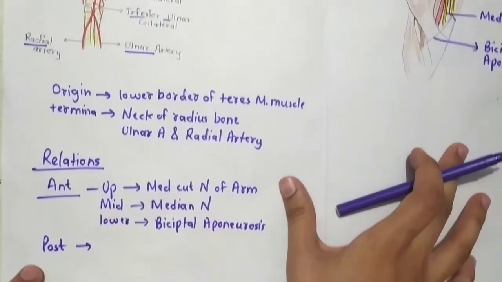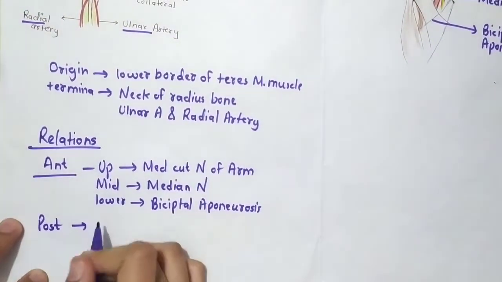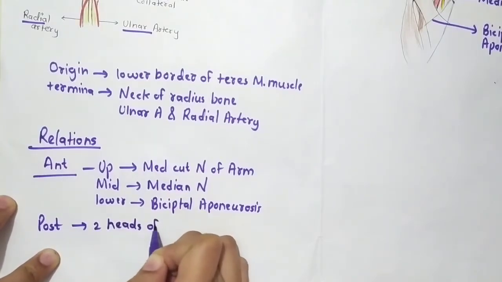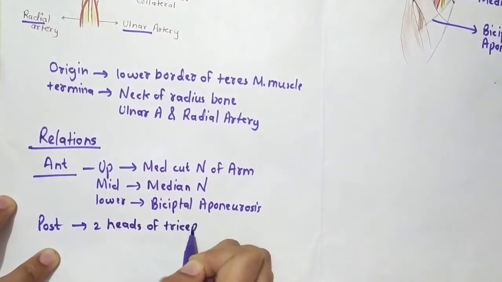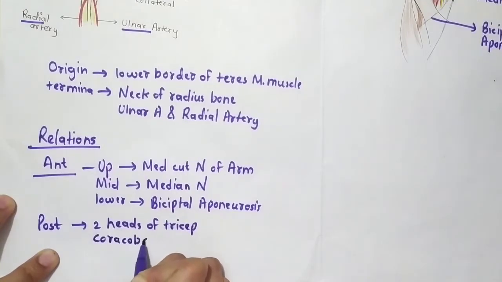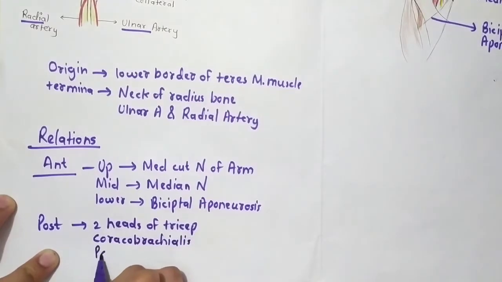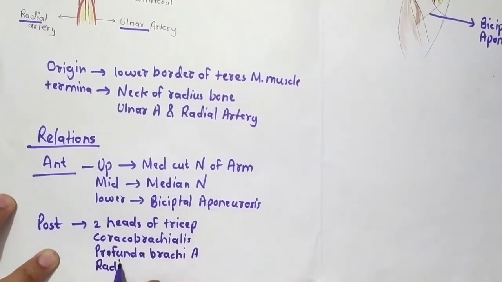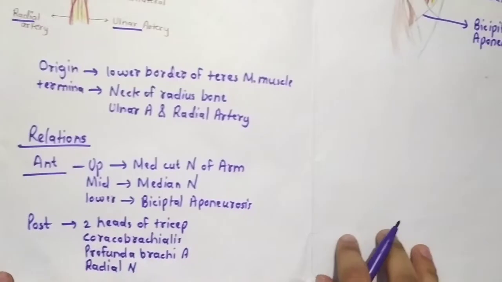So in the posterior relation, one is the two heads of the triceps muscle, then the coracobrachialis, then the profunda brachii artery, and the radial nerve. The radial nerve passes along its course posterior to the artery.